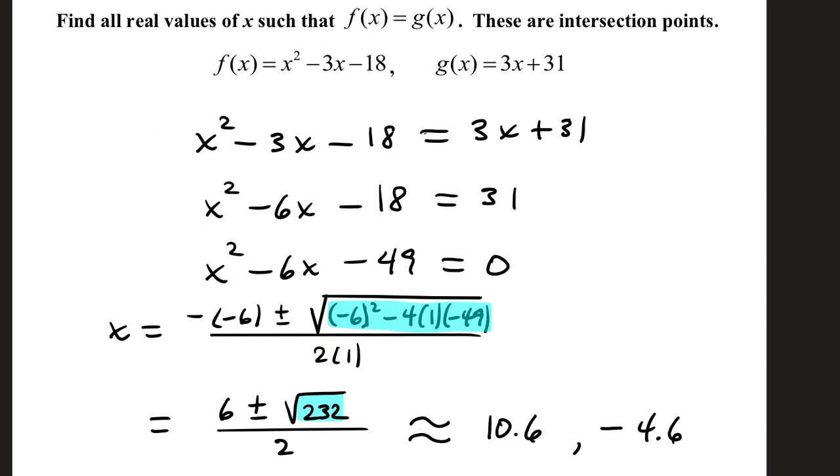In class, you had approximated these using your calculators. 6 plus square root of 232, all divided by 2, was 10.6. 6 minus square root of 232, all divided by 2, was negative 4.6. These are the two x values where these graphs intersect.